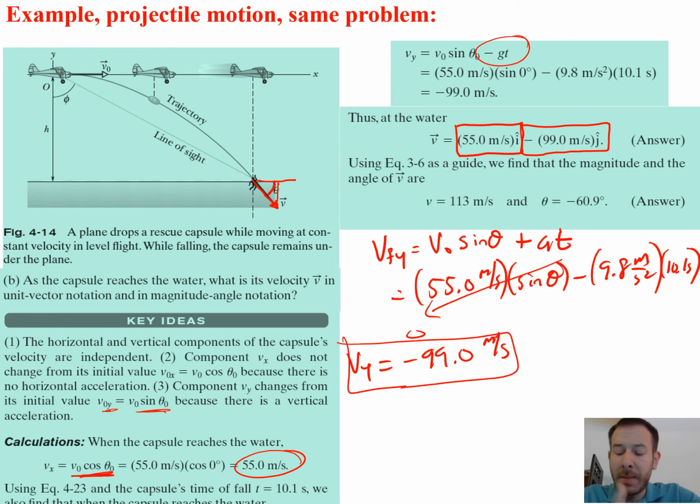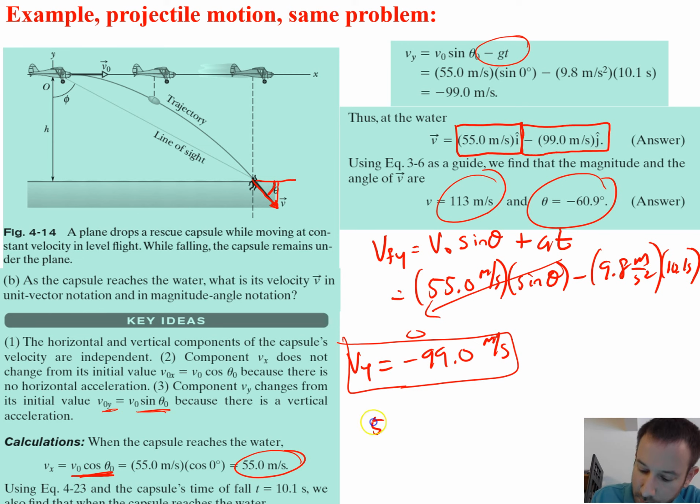Now, just to find the magnitude, you're going to square both of these. So you have 55 squared plus 99 squared. And then take the square root of that. So you're just using the Pythagorean theorem. You're going to get 113 meters a second. To get the angle, you can just use cosine, tangent, or sine to get the angle. So real quickly, let's go ahead and do 55 squared plus 99 squared, square root of that. It's going to get you 113 meters a second.